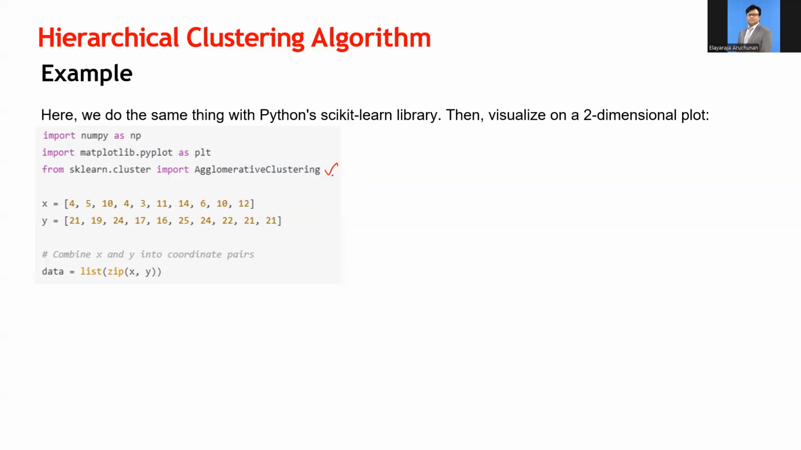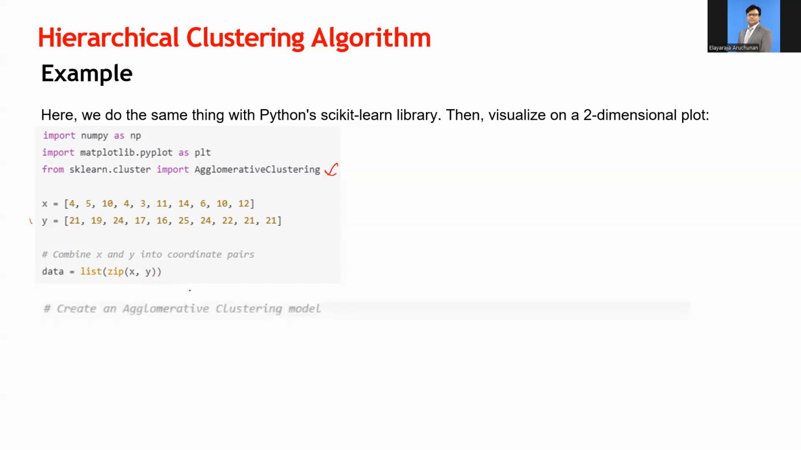Okay, we're going to add this: from sklearn.cluster import AgglomerativeClustering. Then we have the data set, the study hours as well as the exam scores. Then we're going to combine x and y into coordinate pairs, so we just need to write data equal to list, zip x comma y.